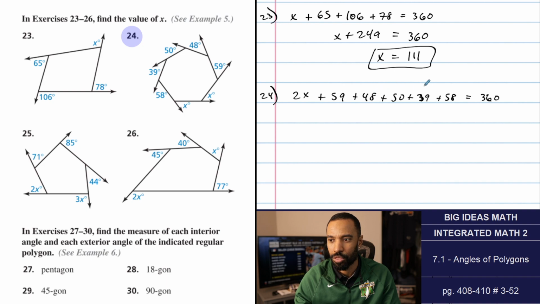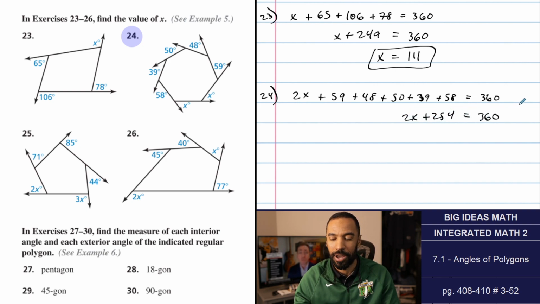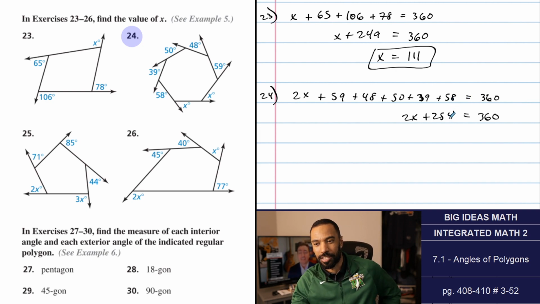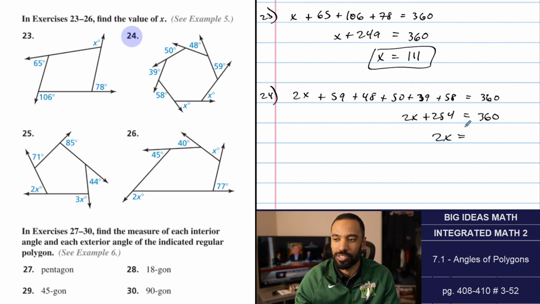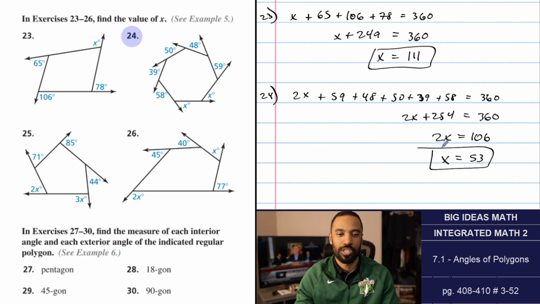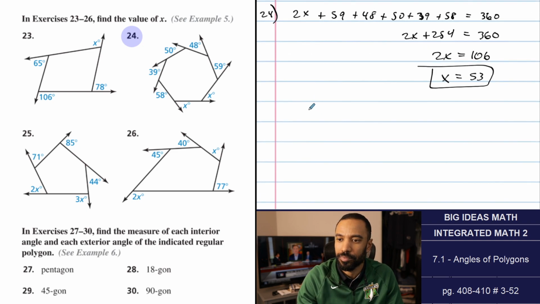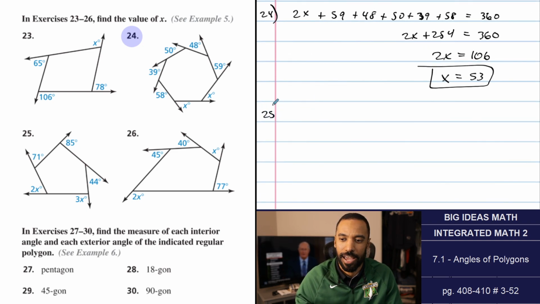Minus 6, 254. I mean, I would do that faster in my head, but I think that's right. Hold on. Yeah, I'm going to go for that. All right, so 2x. See, I just did that in my head. 2x equals 106. So x equals 53. Each of them are 53. Those two are congruent there. Number 25.